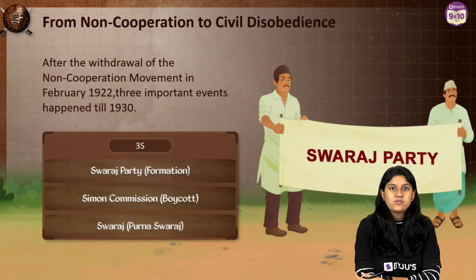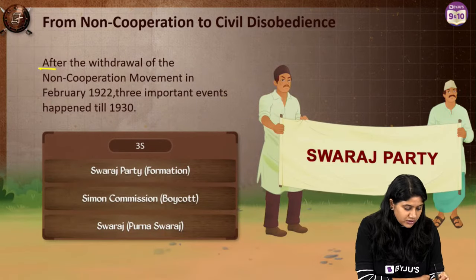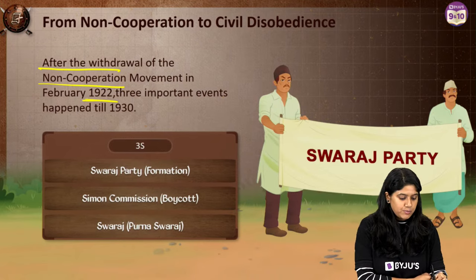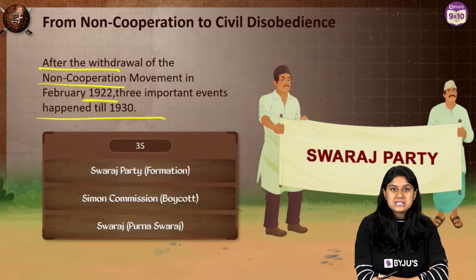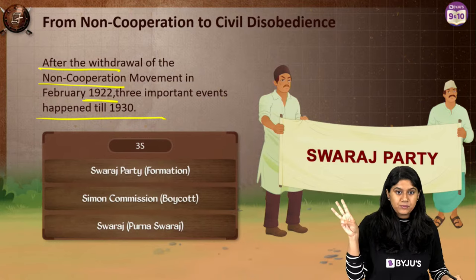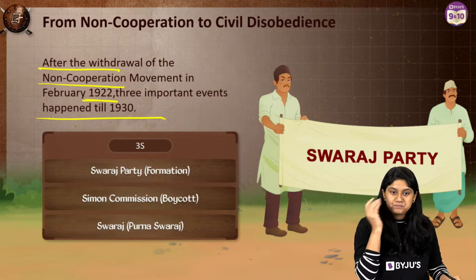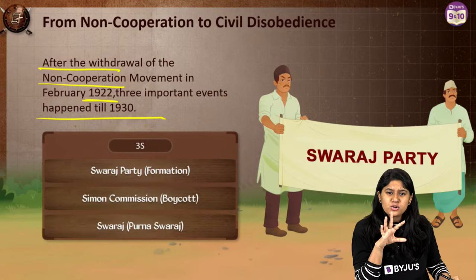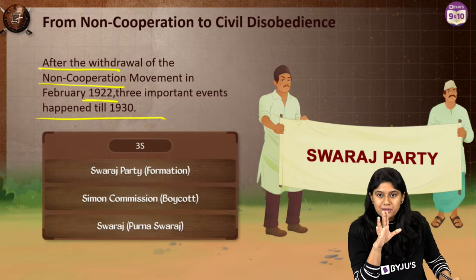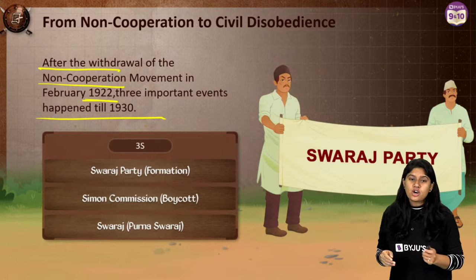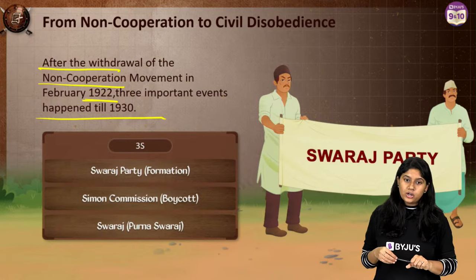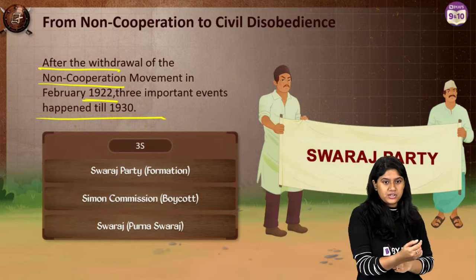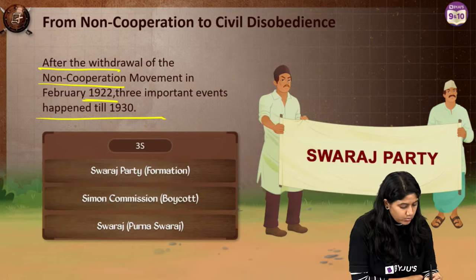The first thing was the formation of the Swaraj Party. After the withdrawal of the non-cooperation movement in February 1922, we saw important events happening till 1930, and we have three important S. Okay? Three important S. The Round Table is coming, please just wait for some time. Chauri Chaura was in Gorakhpur, which is in Uttar Pradesh, very good, Arpit. Okay, so what are the three S?